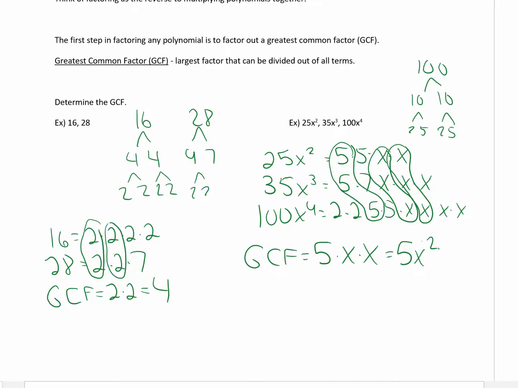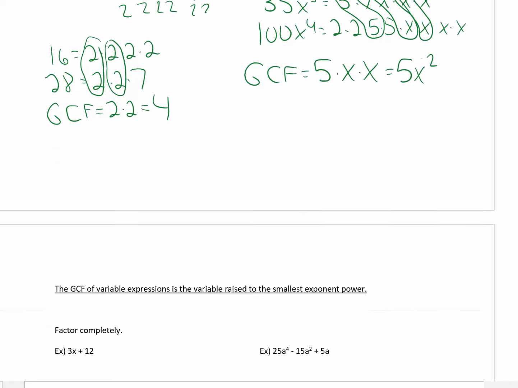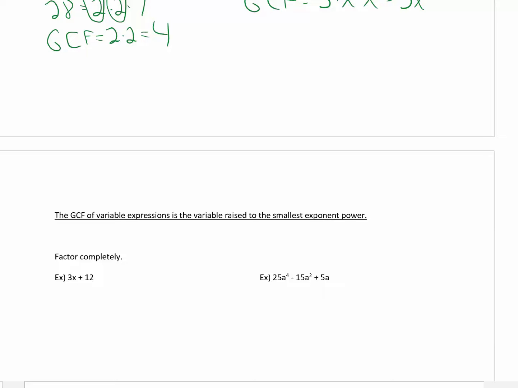Now, let's go back to the example. Every single one of these terms had factors of x. Okay? The exponents were 2, 3, and 4. Well, in the greatest common factor, it ended up being 2. So if each of the terms has the same variable factor, we'll write the factor down with the smallest exponential power. So I've written that here. The GCF of variable expressions is the variable raised to the smallest exponential power.